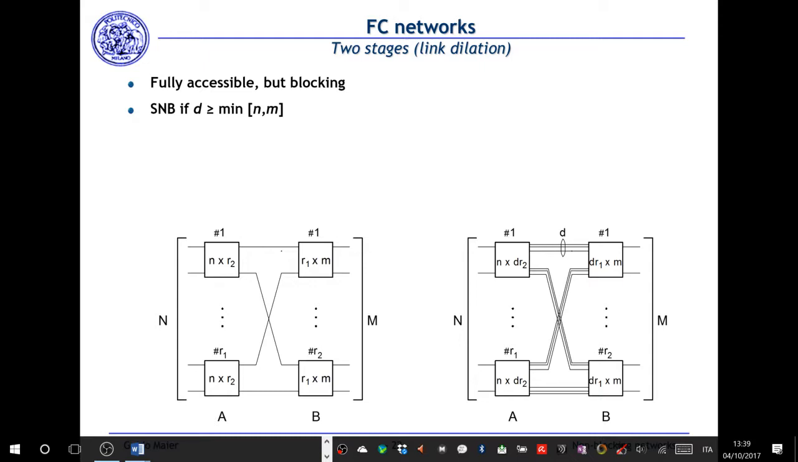Obviously, the cost increases compared to the fully connected two-stage network with a simple single link between each pair of matrices. How much is the cost? Okay, we can assume that here we have crossbar blocks. So the cost of each matrix in the first stage is n by r sub 2, and in the last stage is r sub 1 by m.